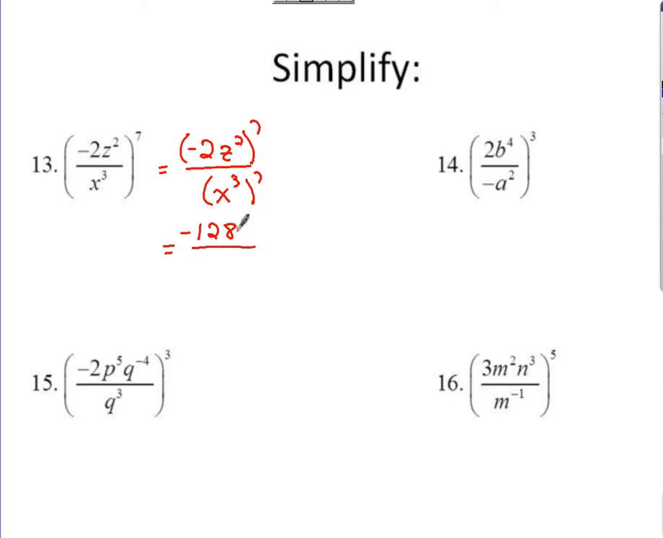All right, with the z to the second raised to the 7th, multiply those powers. Get z to the 14th. In your denominator, you got that x cubed raised to the 7th, so multiply those powers, get x to the 21st.